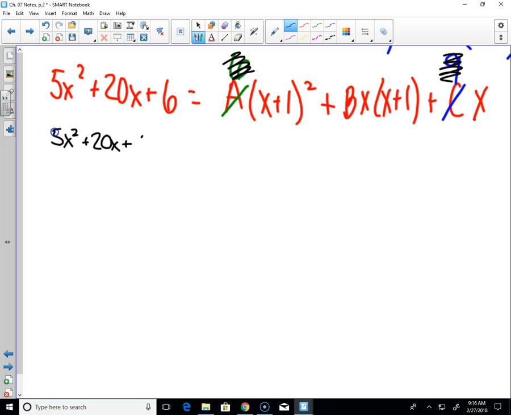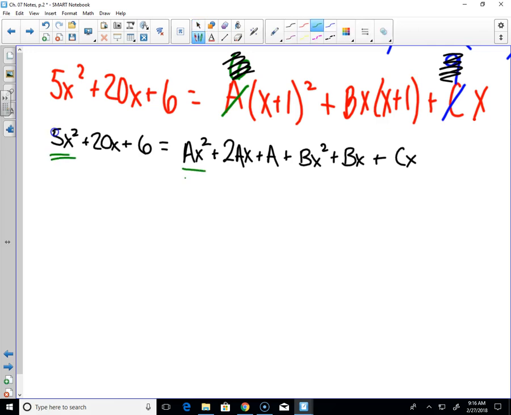We would have had our 5x squared plus 20x plus 6. If you had FOILed properly and distributed the A, you would end up with ax squared plus 2ax plus a plus bx squared plus bx plus cx. Then you would have had to say, okay, let's go find all the x squared terms. Let's go find all the x terms. And let's go find all the constants. Oh, maybe it's not too bad. What do you guys see?